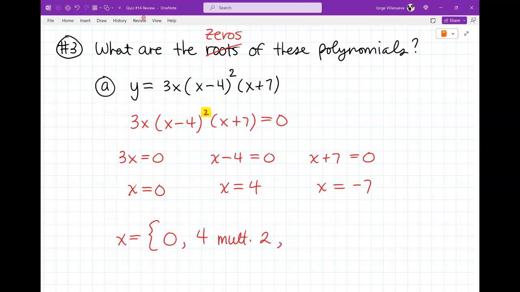And then my last answer is a -7. I got -7 from the x plus 7. And if I look up, the x plus 7 has a power of 1. So I don't write that down. So I'm done. These are my solutions.